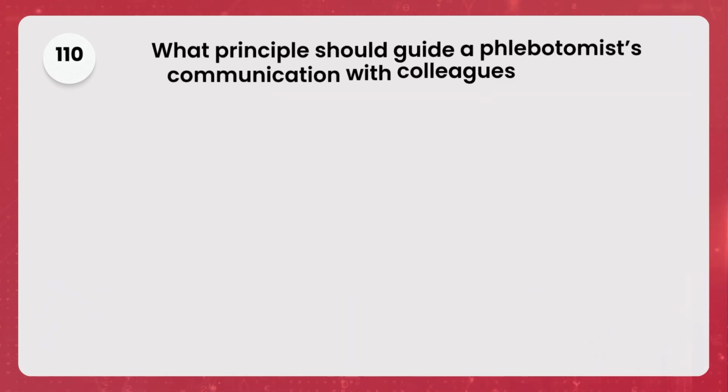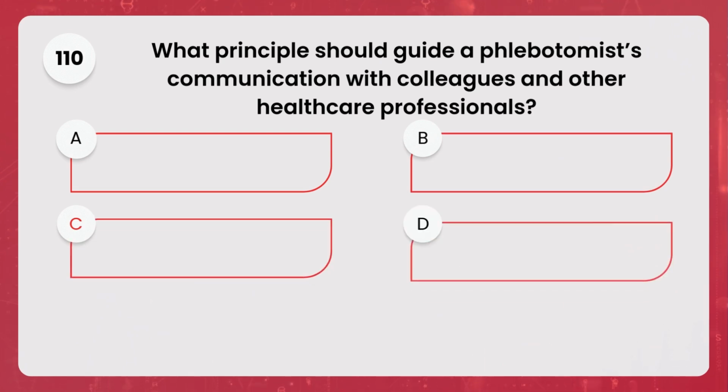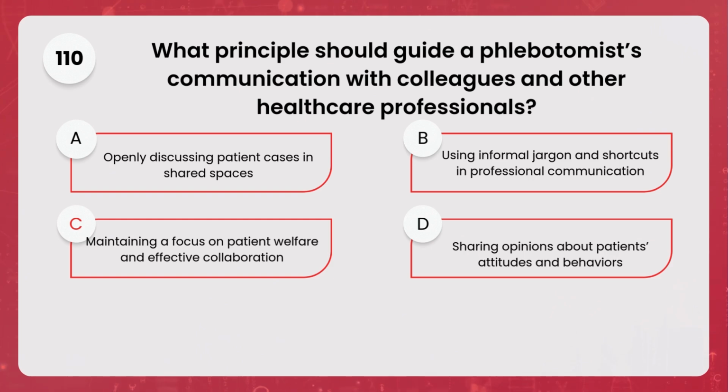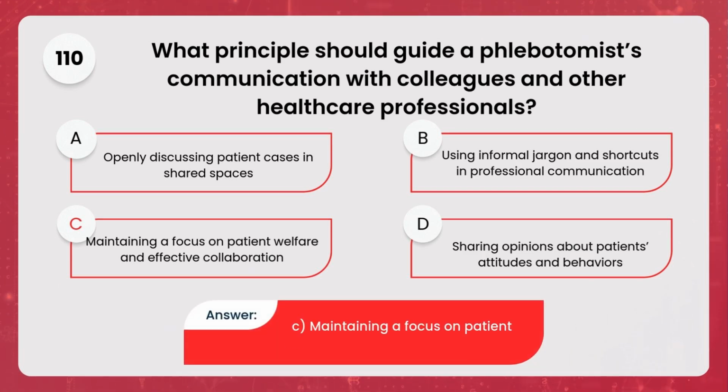Number 110. What principle should guide a phlebotomist's communication with colleagues and other healthcare professionals? A. Openly discussing patient cases in shared spaces. B. Using informal jargon and shortcuts in professional communication. C. Maintaining a focus on patients' welfare and effective collaboration. Or D. Sharing opinions about the patient's attitudes and behaviors. The answer is C. Maintaining a focus on patient welfare and effective collaboration.